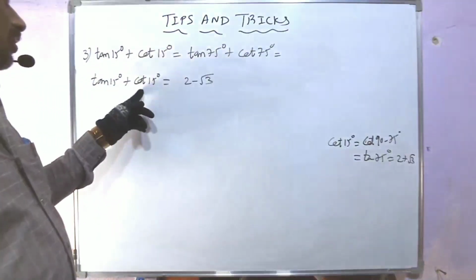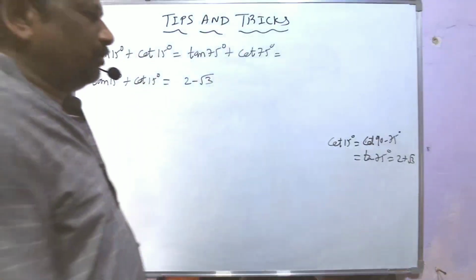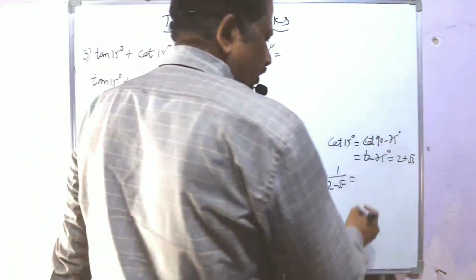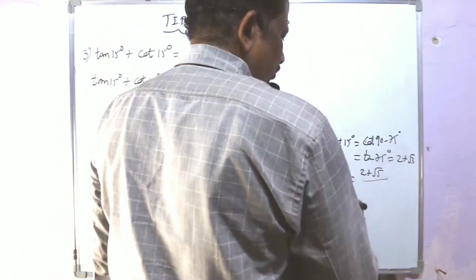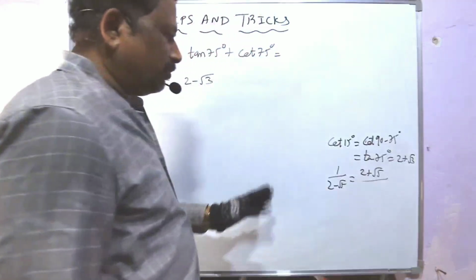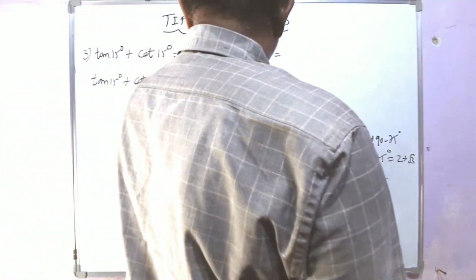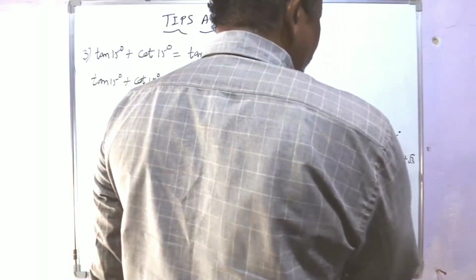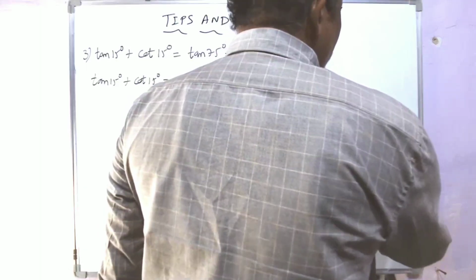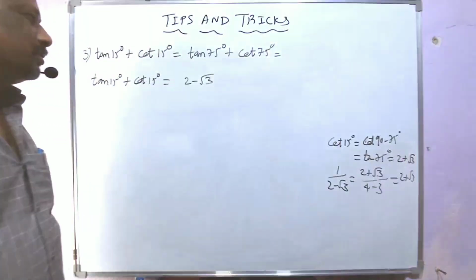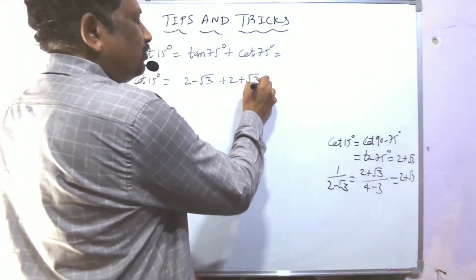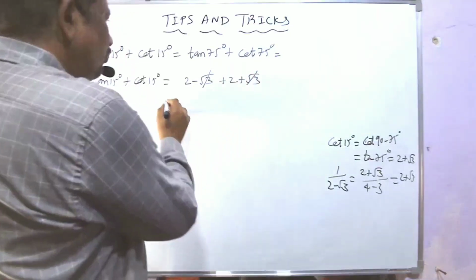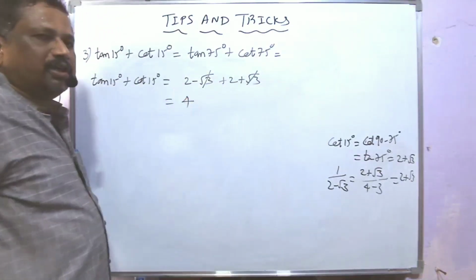Otherwise we can write cot in the form of 1 by tan. 1 by tan means 1 by (2 minus root 3). Rationalizing the denominator, we get 2 plus root 3 over 4 minus 3, that is equal to 2 plus root 3. So cot 15 is 2 plus root 3. Now plus root 3 and minus root 3 get cancelled. What is left behind? 2 plus 2, 4, we get.